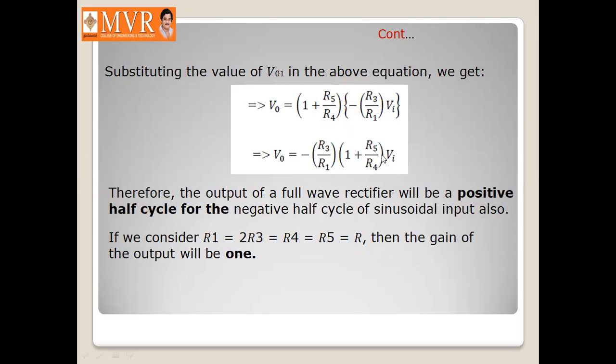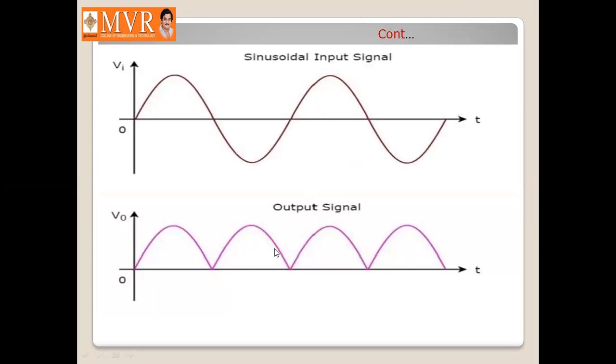As the input signal is negative, and if R1 is equal to 2R3 is equal to R4 is equal to R5 is equal to R, then this factor, R3 by R1 into 1 plus R5 by R4, is equal to 1. Then as input is negative, minus of this minus will become positive, so the output will be positive. So the output of this full wave rectifier is positive during the negative half cycle. Here you can see the positive current is flowing, and the output voltage obtained at the output of the second op amp is also positive.